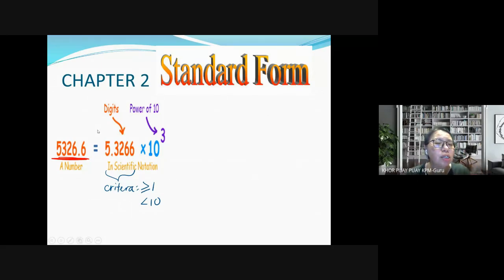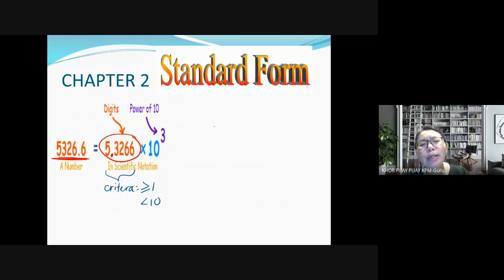Now, when you write a shortcut, it's not just cutting the number away. We write the number smaller, but we must have a times 10 power of something. So the standard form criteria is you must have a number in front, and at the back, you must have times 10 power of something. That number in front also must meet a condition: it must have a decimal point, and the number must be 1 or more than 1, and less than 10.